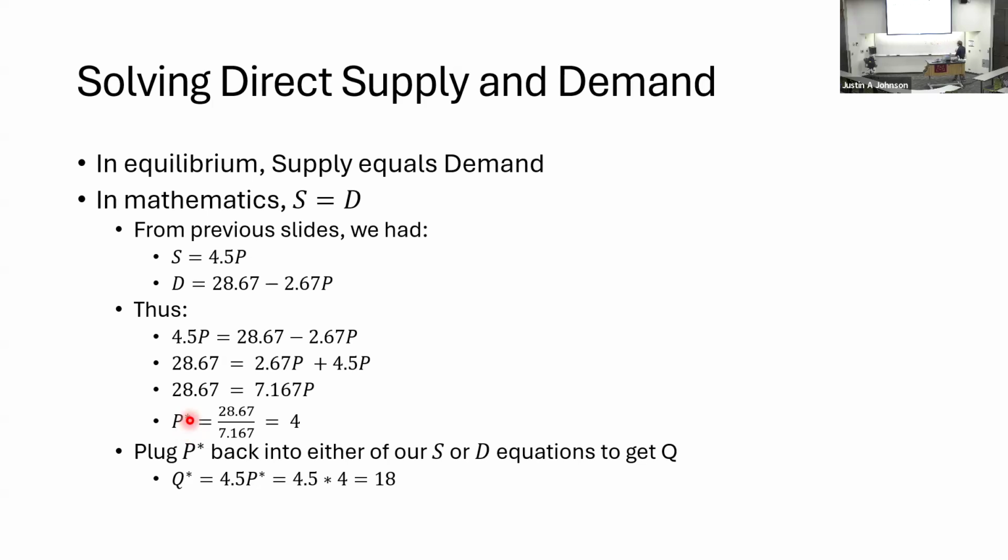The world is conspiring to make price equal to 4, and anything else in the world will feel out of whack. But once you have P star, it's easy to get Q star. You actually just plug 4 into either one of those, our supply or demand functions. And so this one's probably easiest. Q star equals 9 over 2, but now we're going to plug in 4, because that's the P star, and that will equal 4.5 times 4 equals 18.